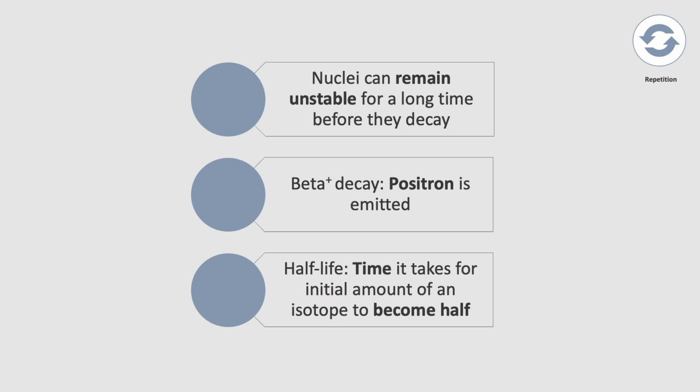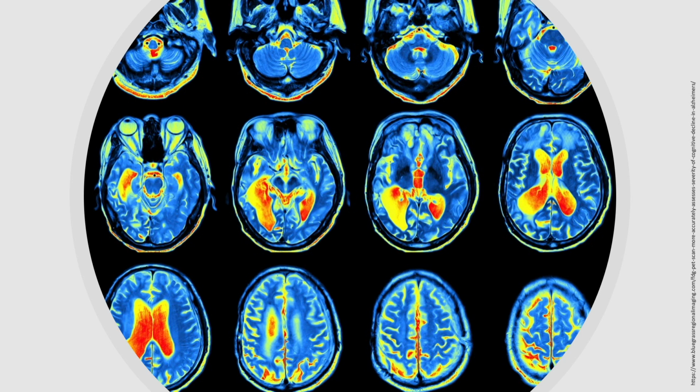The half-life is the time it takes for an initial amount of an isotope to decay into half that amount. The half-life of an isotope can range anywhere from nanoseconds to billions of years. Look at these impressive scans of a brain. We are already one step closer to finding out how they are created. Let's dive in.